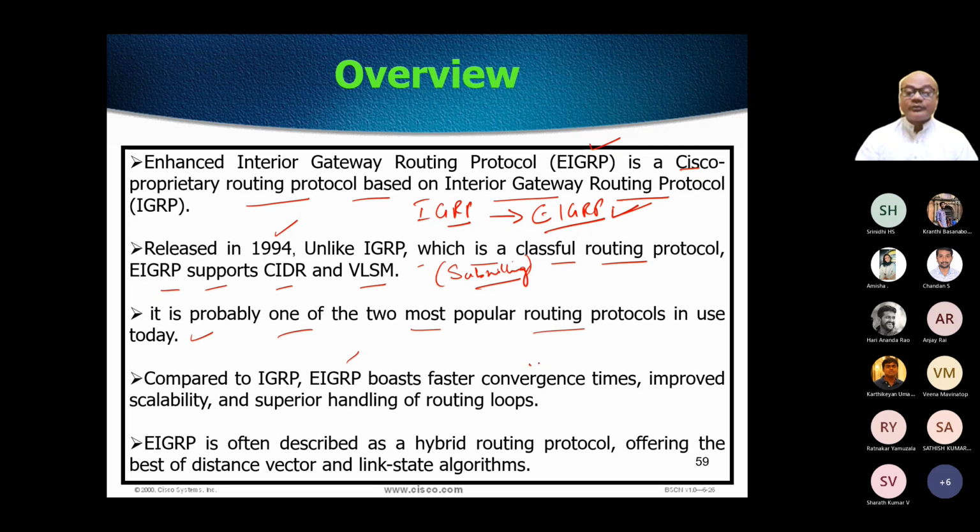EIGRP boasts fast convergence time, improved scalability, and superior handling of routing loops. It has the capability of handling loops in your network. It is also often described as a hybrid routing protocol, offering the best of distance vector and link state algorithms. It will calculate the best path for routing the traffic. In any big infrastructure, EIGRP plays a very major role because of its reliability and scalability. One more good thing is that it has very fast convergence. Compared to OSPF, EIGRP is very fast.